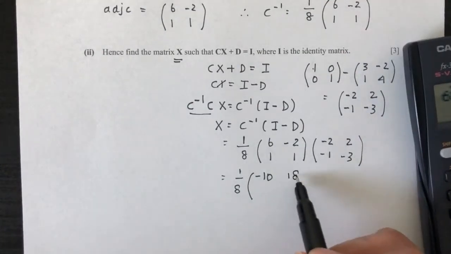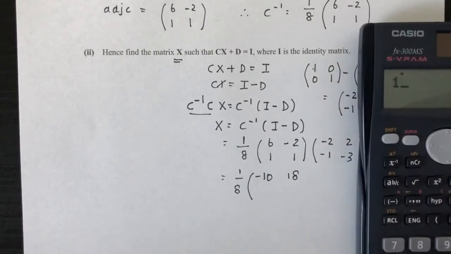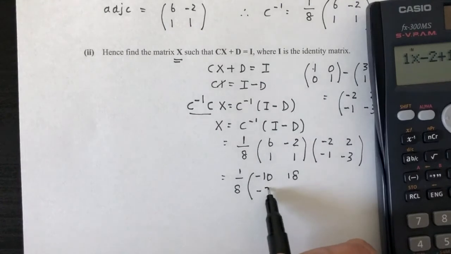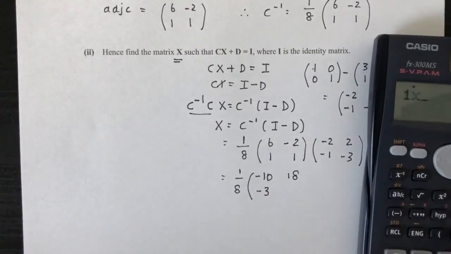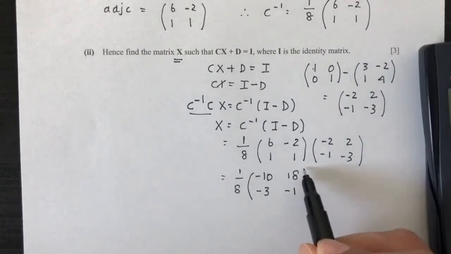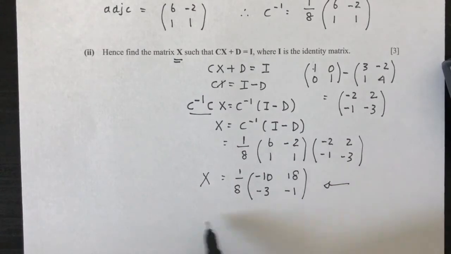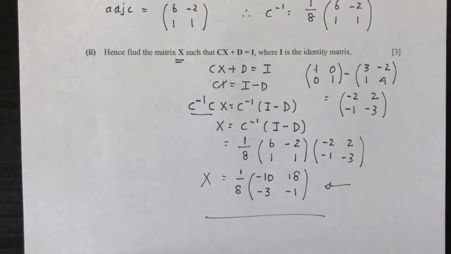And then for this one, that will be 6 times 2 plus minus 2 times minus 3. That should be 18. Then we have 1 times minus 2 plus 1 times minus 1. That should be minus 3. And 1 times 2 plus 1 times minus 3. That should be minus 1. So this is your value for x. Okay, and that will be question number 4.